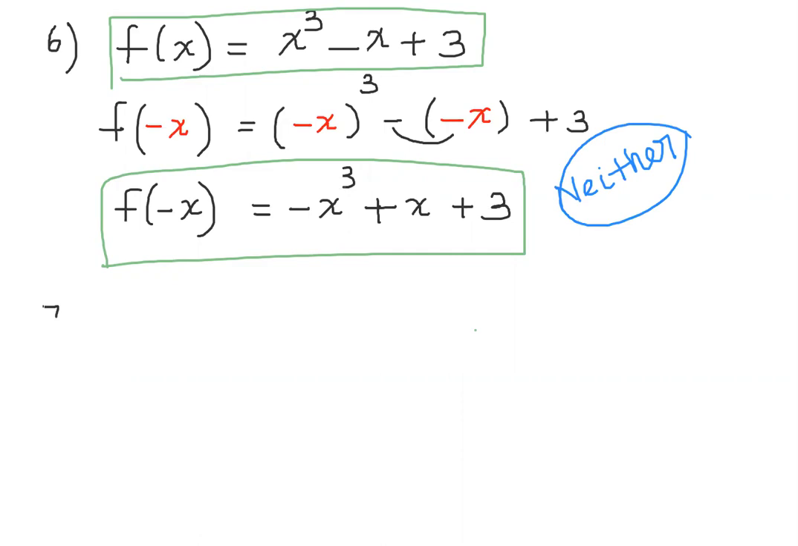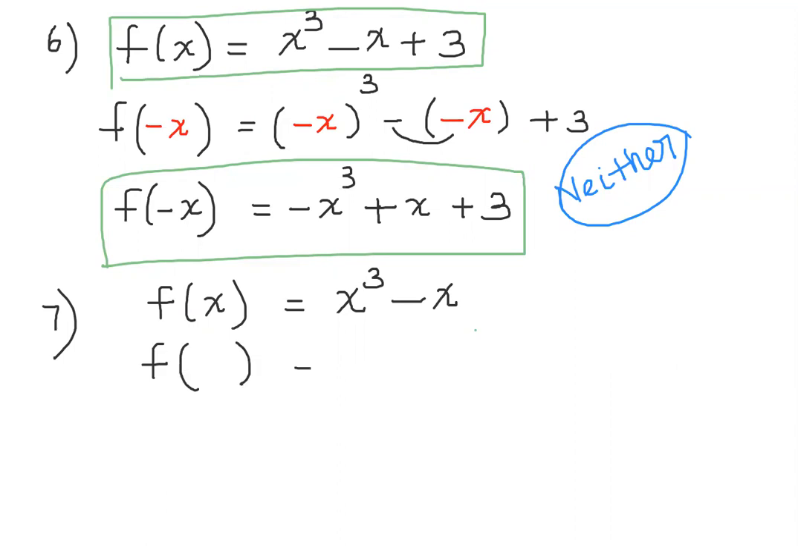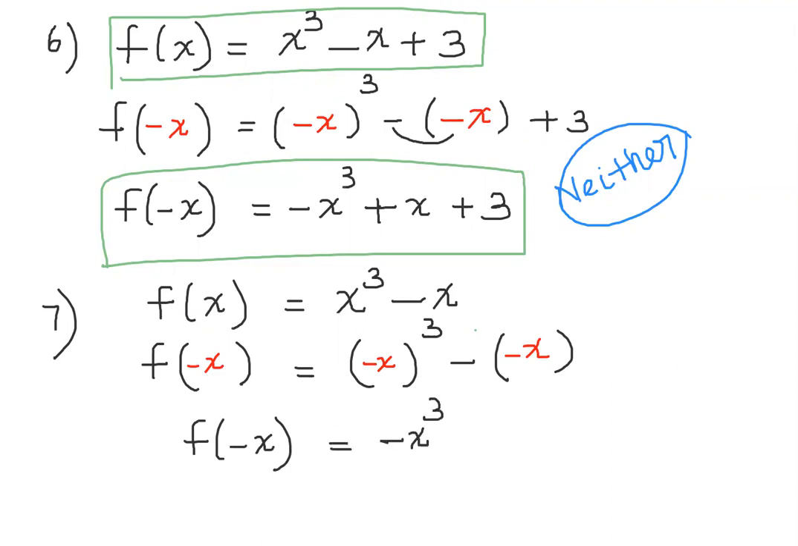So I'll show you the next one when the function is going to be odd. So this is the given function. So we are going to replace the x by negative x. So we get f of negative x equals, since it's odd power, it's going to remain as negative. Again, this is odd power, so it's going to be negative, but negative times negative is going to be positive.